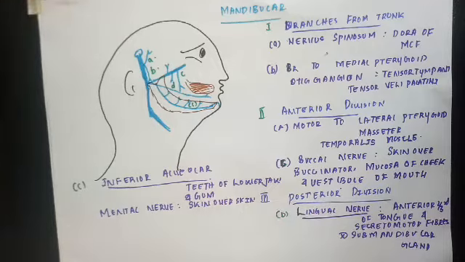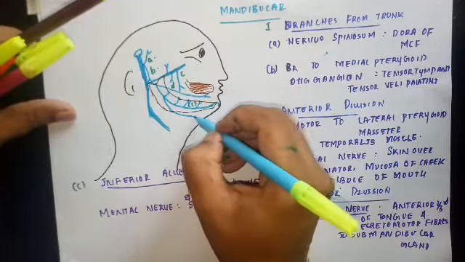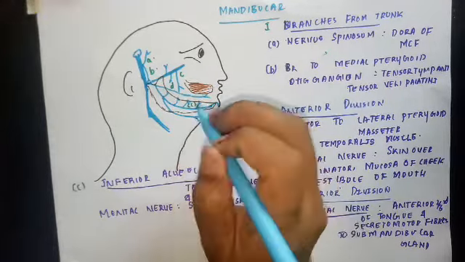The inferior alveolar nerve also gives out branches to the mylohyoid and the anterior belly of digastric. So the anterior belly of digastric is supplied by the mandibular division of the trigeminal nerve.